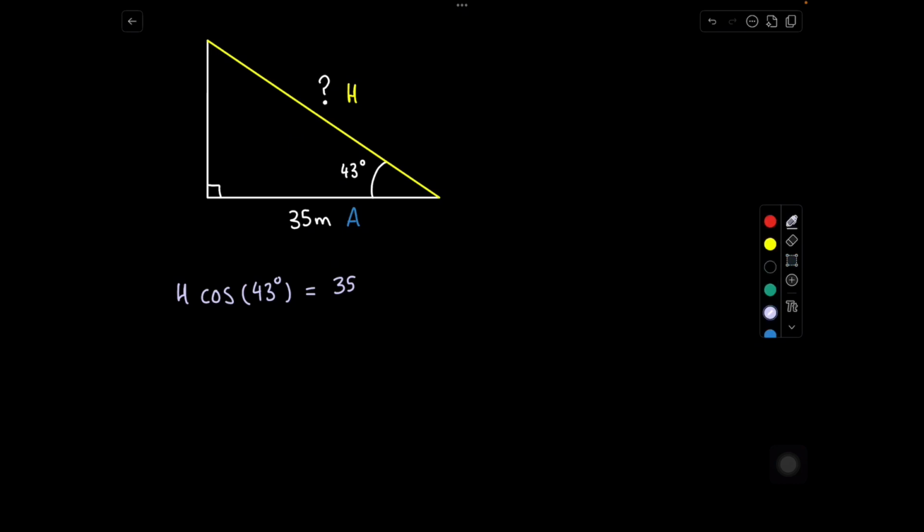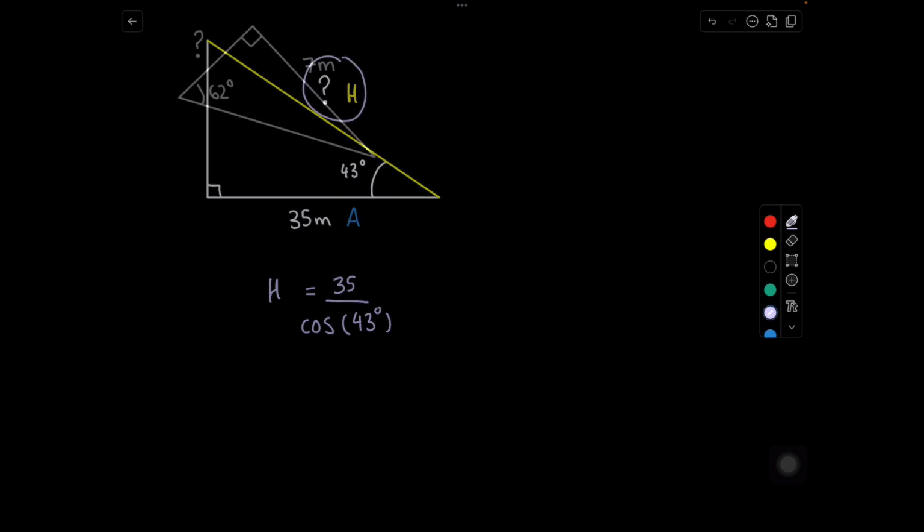Well, we need to get the H by itself so we can work out what it is. And we have H times cos of 43 here. So if we divide that across, it moves it away from there to the other side. And what are we left with? Well, then we're just left with H is equal to 35 over cos of 43. If you put that into your calculator, that will give you a number, and that will be the length of our hypotenuse here.